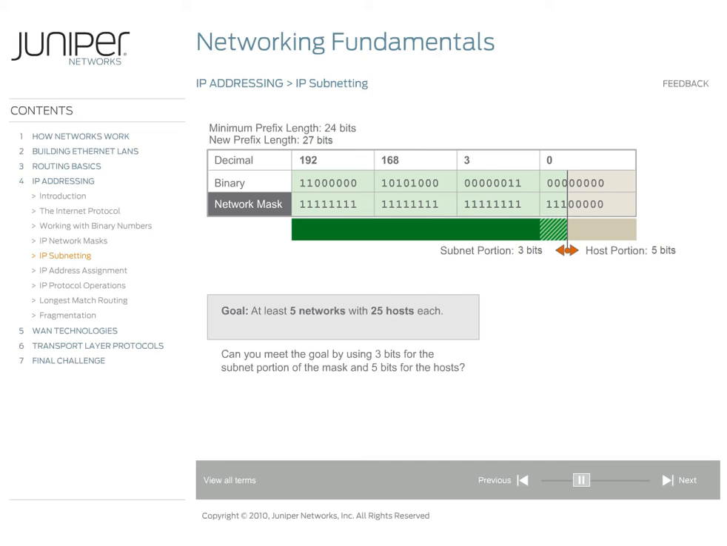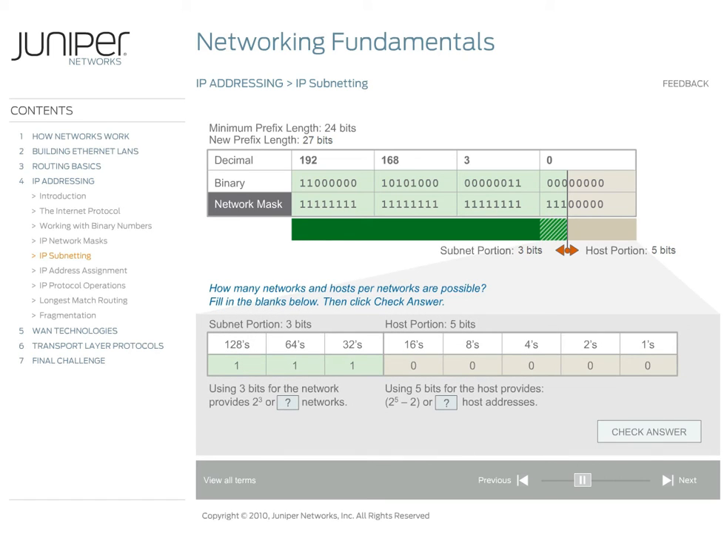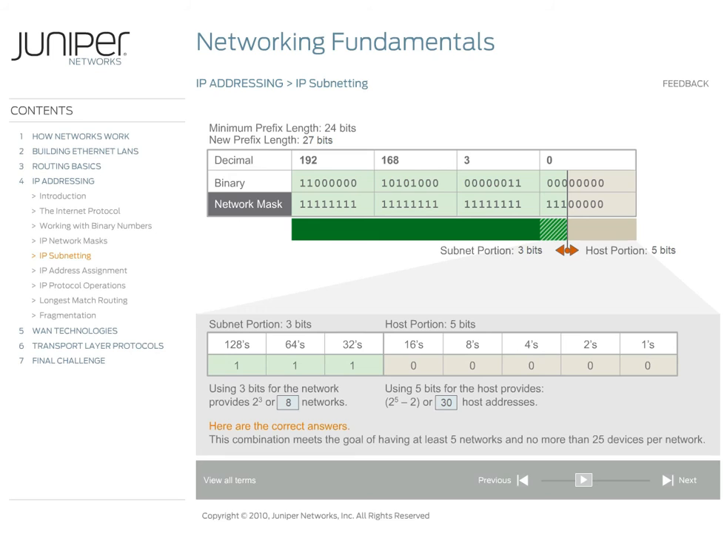Is it possible to meet that goal by allocating 3 bits of the last octet for network bits and 5 bits for host bits? Complete the calculations below and fill in the blanks with the number of networks and hosts per network possible. When you are ready, click Check Answer to continue. Not quite. Try again. That's still not correct. Here are the correct answers.